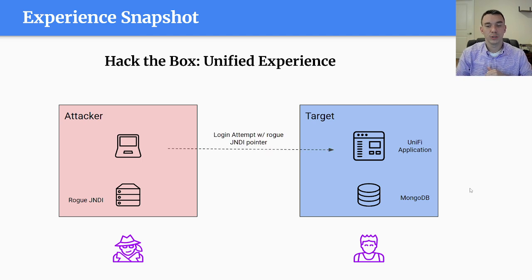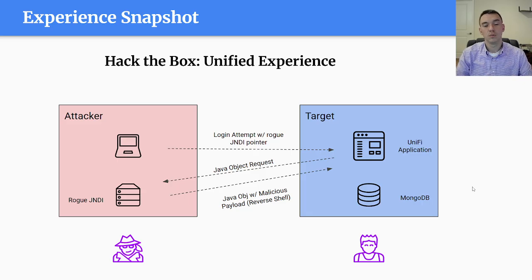Then we interacted with the Unify application by sending in a login attempt with a rogue JNDI pointer pointing back to our server. At which point the Unify application sent a Java object request to the rogue server. And of course, we gave it a Java object with a malicious payload embedded into it. In this case, it was a reverse shell, which allowed us to gain access to the target environment.